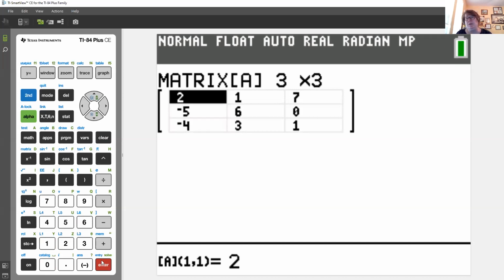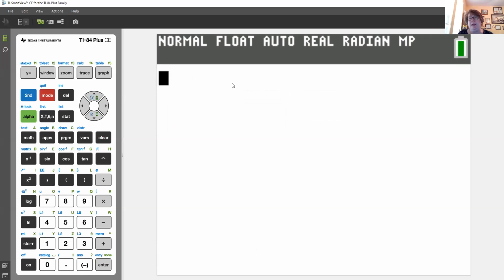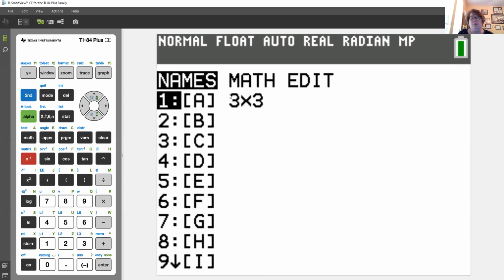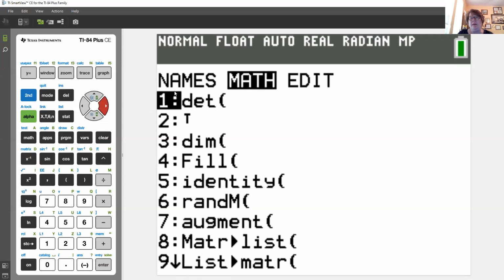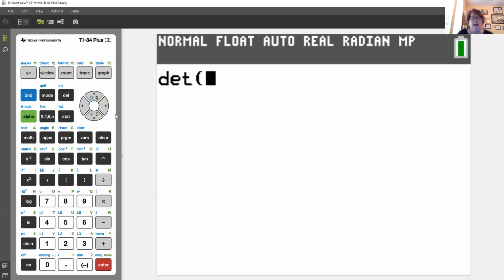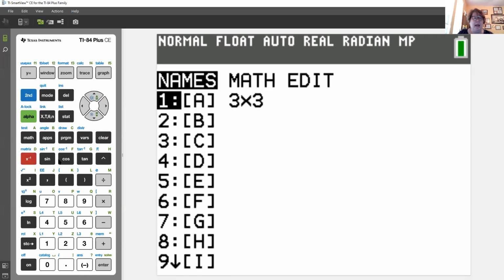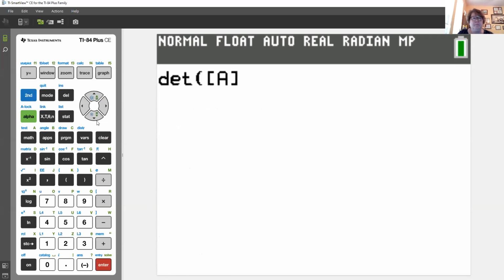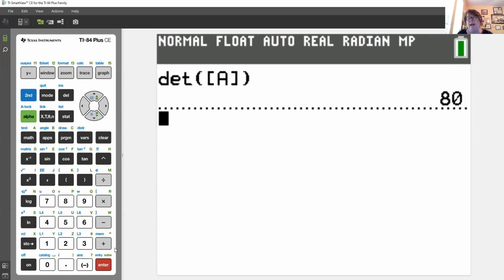All right, so now I need to exit out of the menu by doing a second quit, getting completely out of the matrix menu. I'm going to go back in, and there you can see my matrix A that I just inputted. I'm going to go to math, and number 1 is determinant. What am I going to find the determinant of? I'm going to find the determinant of matrix A. 80, which is what I had found using the other two methods.